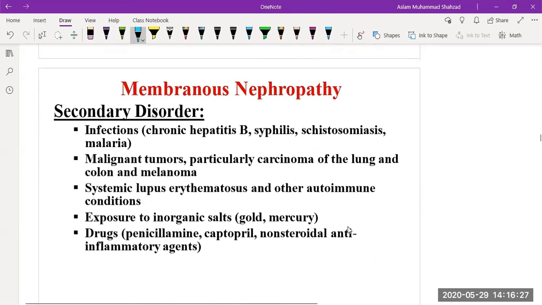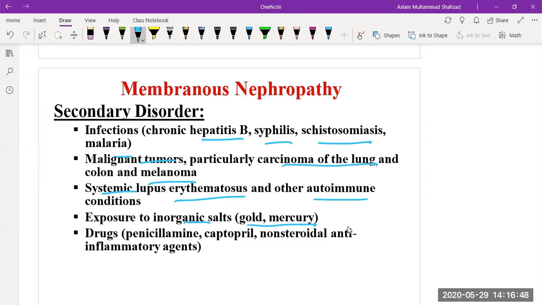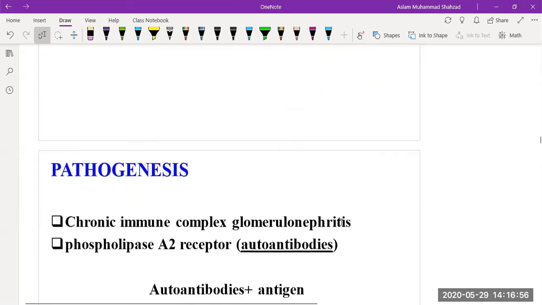Actually these are not primary causes; mostly they are secondary causes like hepatitis, syphilis, schistosomiasis, malaria, tumors, carcinoma of the lung, colon, melanoma, and autoimmune disorders such as systemic lupus erythematosus, which I already discussed, exposure to inorganic salts such as gold or mercury, or sometimes drugs that lead to membranous nephropathy. And it is characterized more like an autoimmune disorder.